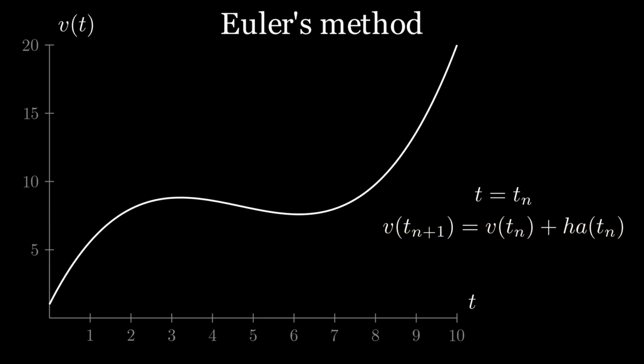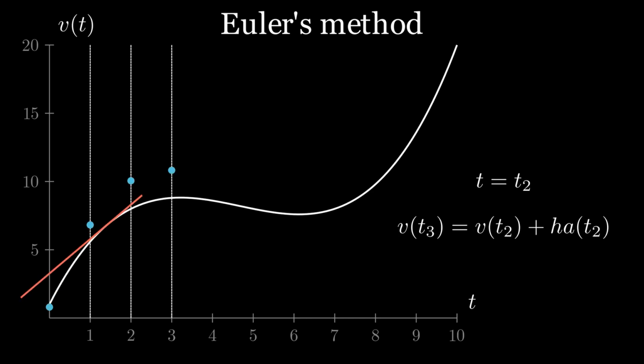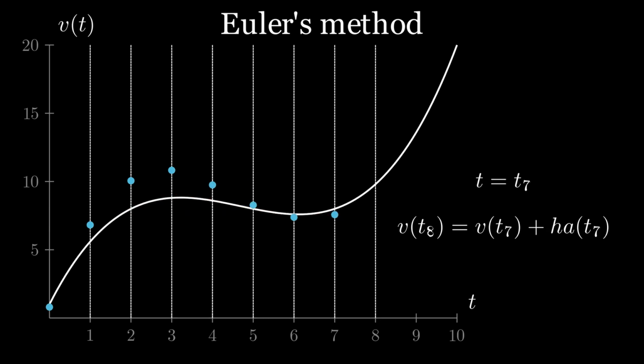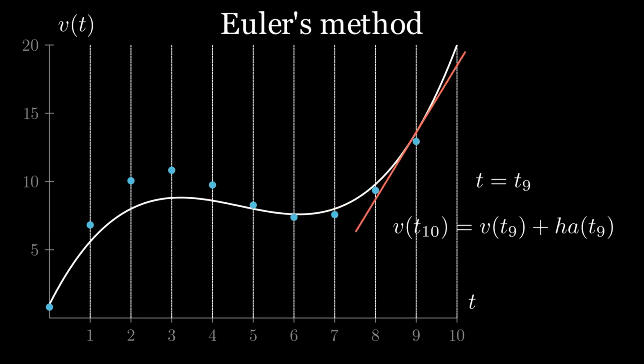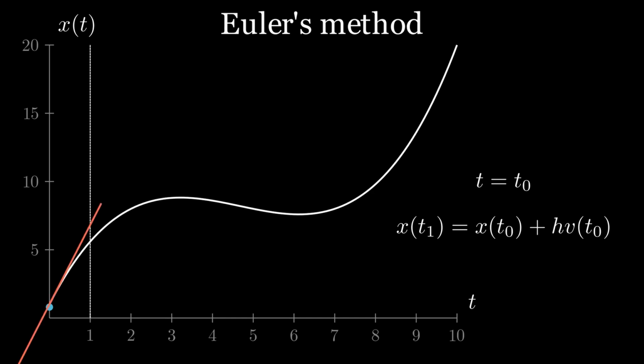The velocity of the new time step is equal to the velocity of the last time step plus the acceleration, multiplied by this h here, which corresponds to the length of a single time step. We can see here that we simply draw the tangent of the last time step, and where that intersects the new time step will be our new point. We can also use the same method with position, and instead of multiplying the length of a time step by the acceleration, we simply multiply it by the velocity.